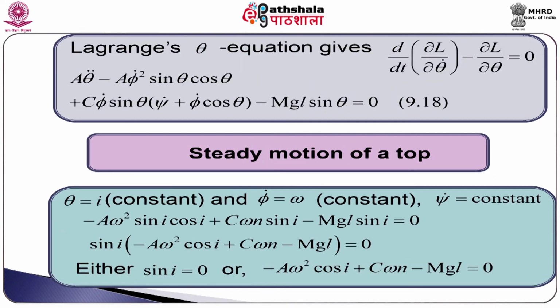Now, let us form the Lagrangian of the system. For a holonomic dynamical system, Lagrangian is the difference between kinetic and potential energy. So, we have this result. Please note that in the expression of Lagrangian, phi dot is present, but there is no phi. Psi dot is present, but there is no psi. So, phi and psi are the cyclic coordinates.